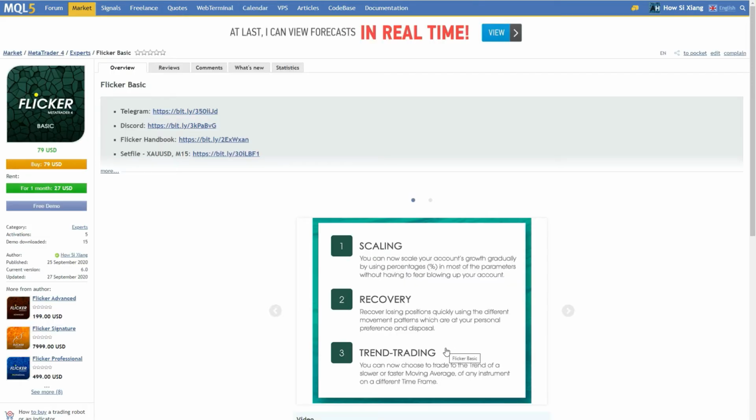Flickr is a trend trading expert advisor. What it says is that you can now choose to trade to the trend of a slower or faster moving average on any instrument on a different time frame. Now, I'm not sure if I've heard this before, but if you've been in forex and using EAs, you hear a very common term, which is trend.